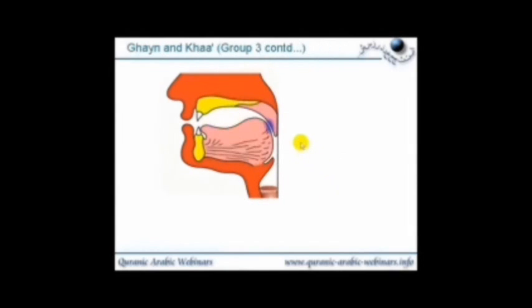The next two letters in group 3, i.e. we're still on the throat letters, is the top of the throat. So these are two letters, which are Ghain and Kho. Ghain and Kho. And you'll notice that your tongue doesn't actually touch the back of the top of your mouth, but it's really a sound taking place right at the top of your throat.